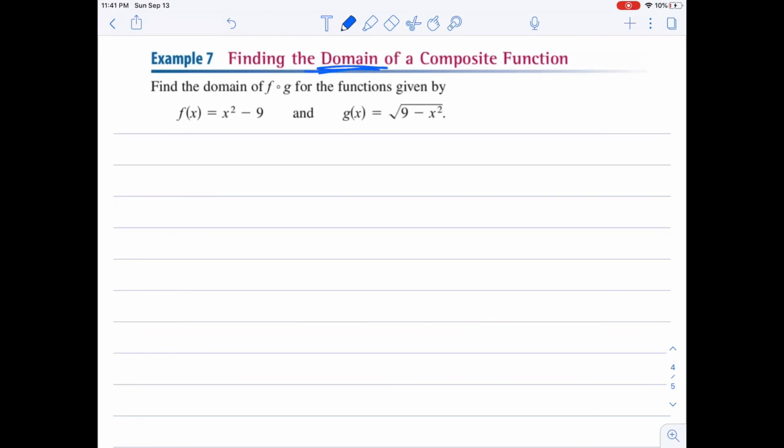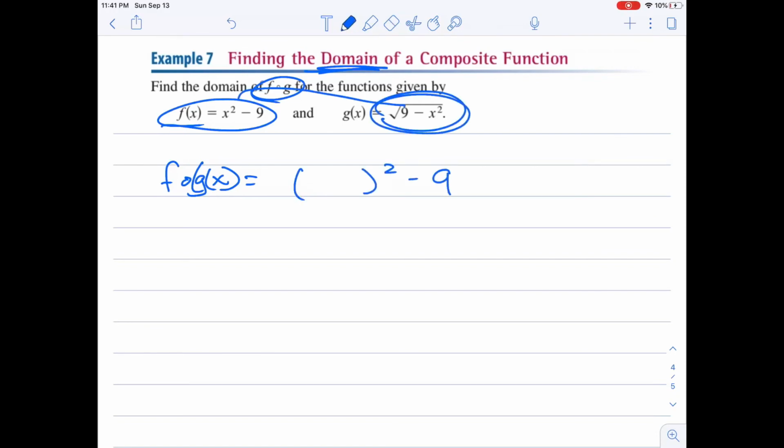And then this one is finding the domain of the composite function. So again, we're going to look for that f of g. Remember, we're going to look for that g of x domain first. The f function is going on the outside. So we go x squared minus 9, and this is what we put inside of that x.